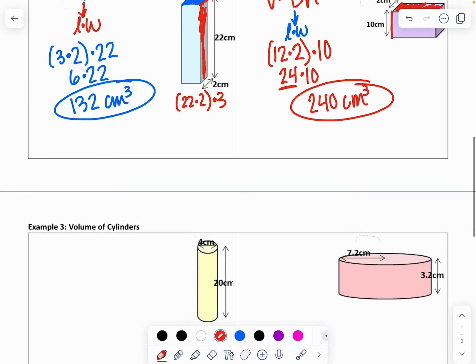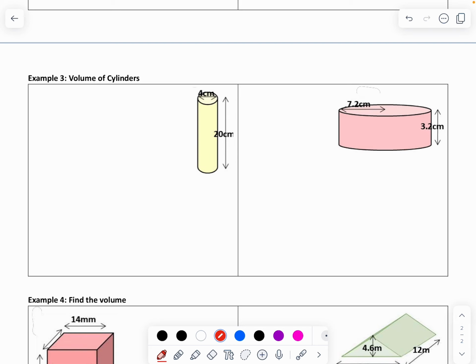Next, flip your page over. And now we have cylinders, which should bring you back to what you did last class with finding area and circumference of circles. So when we do these, to find the area of a circle, our formula is A equals pi r squared. We're going to use that every time you have a circle.